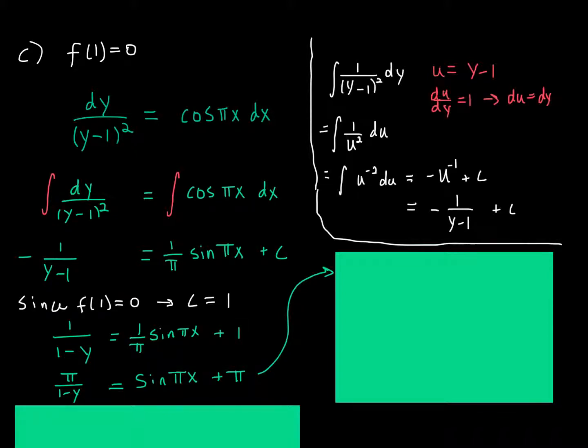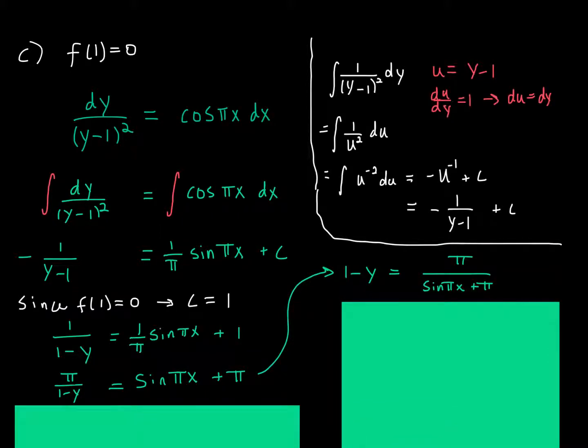At this point, I can then go ahead and actually take the reciprocal of both sides and multiply by pi on both sides. So notice that taking the reciprocal over here is going to leave me with 1 minus y over pi, and then over here I'm going to have 1 over sine of pi x plus pi. And then I'm going to need to multiply by the pi on both sides to get rid of it on the left, so I'll have 1 minus y, and over on the right now I'll have pi over sine of pi x plus pi. I'm almost there.